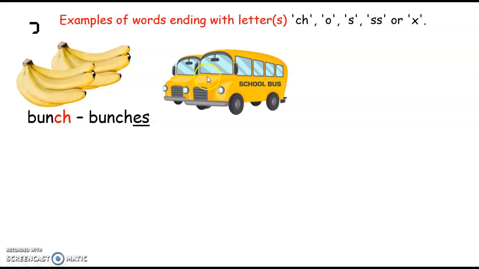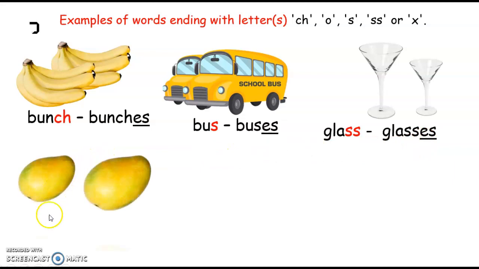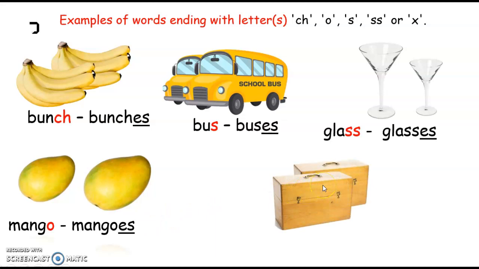Then the next is bus. We have two buses here. So let's see how this is written. Es is added to the word bus. So we have buses. Here we have glass and we have glasses. Es has been added. Glasses. And of course, we have mango, and in plural form, we have mangoes. And lastly, we have two boxes. Here was the box, and here we have two boxes.